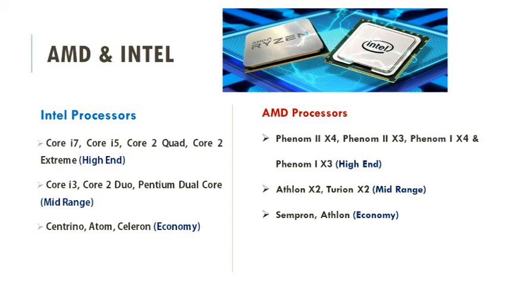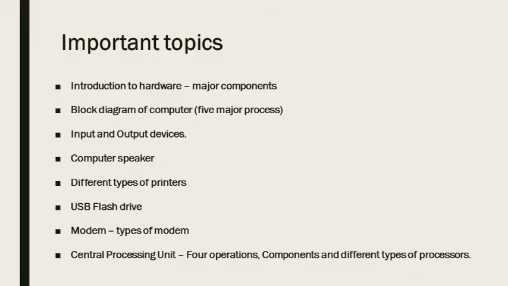The first one was the high-end processors, then the mid-range processors, and finally the economy processors. With that we just completed the second module of this paper, the introduction to hardware. We covered the output devices, then the USB flash drive, then modems, and finally the major topic, the central processing unit, its components, its operation and different types of processors. With that we wind up the revision of the second module.